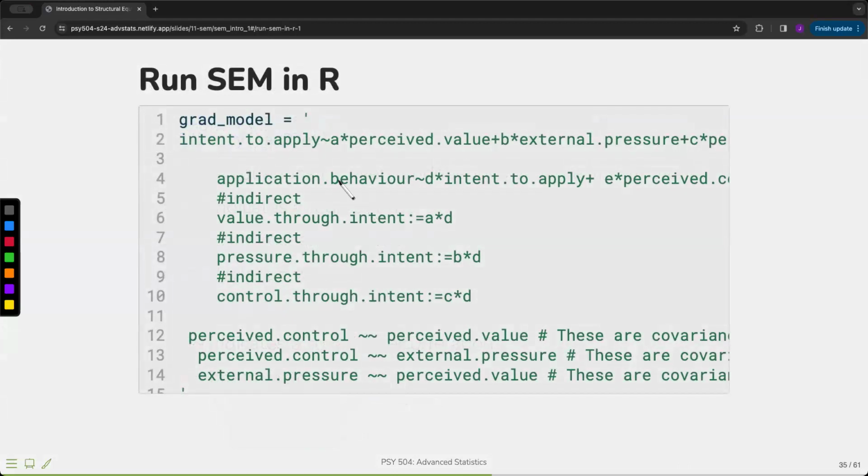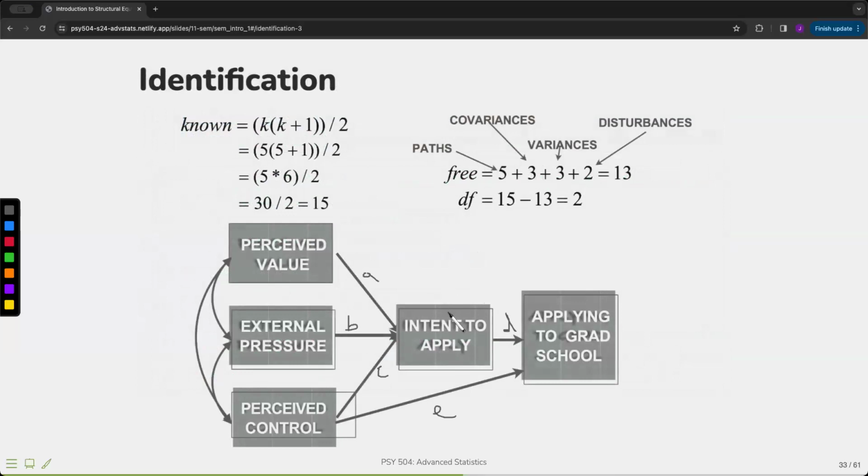The second regression model here is going to be all of the arrows to application behavior. So I've labeled these things D and E. So let's go back and look at our path model here. So we see that intentions to apply, predicting actually applying to grad school, is labeled as D. And then we see that perceived control has a direct effect on applying to grad school. That's E. That's our second regression model.